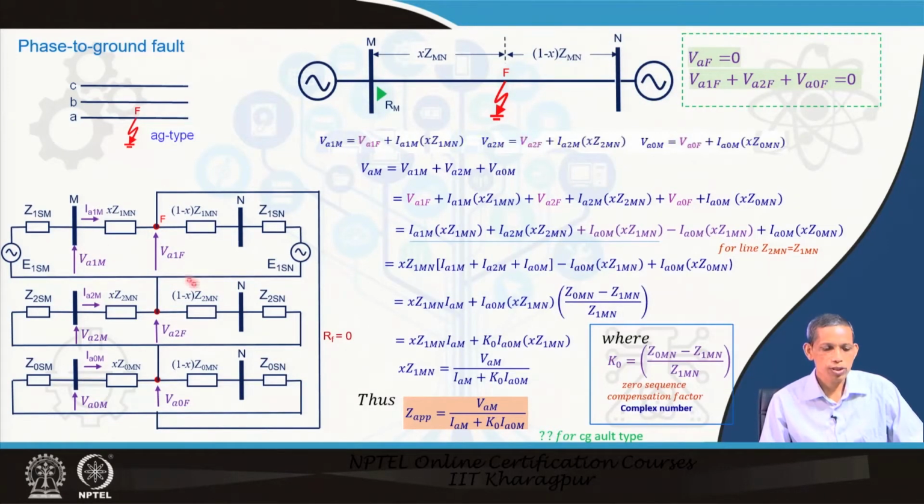Now, from this sequence network we know VAM equals VA1M plus VA2M plus VA0M. But VA1M is nothing but the voltage VA1F plus this drop: VA1F plus I1M times Z1MN, the positive sequence impedance up to this point. So, this is the positive sequence network, and this voltage is VA1F plus I1 times Z1MN.